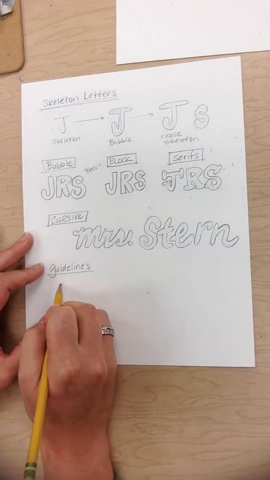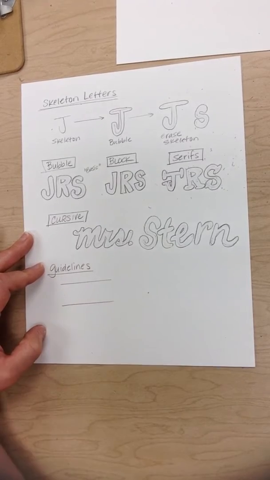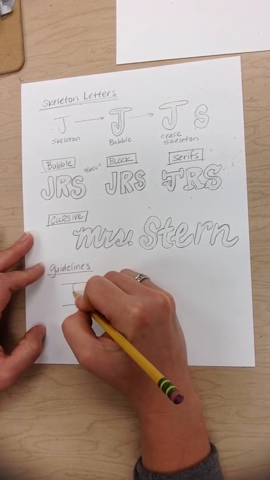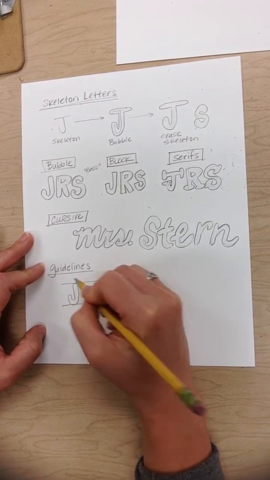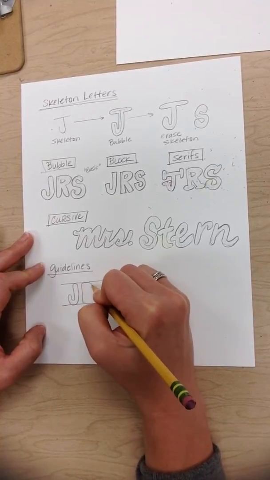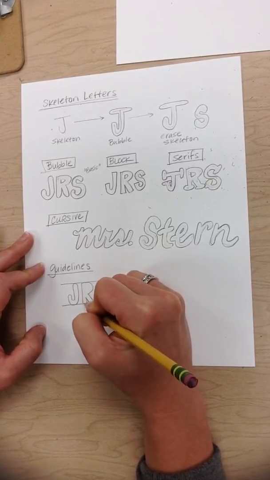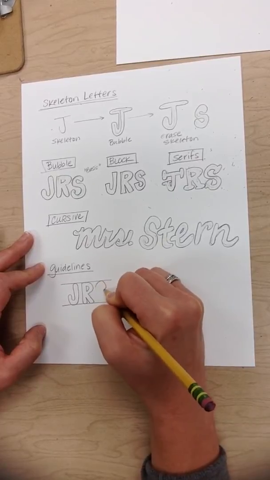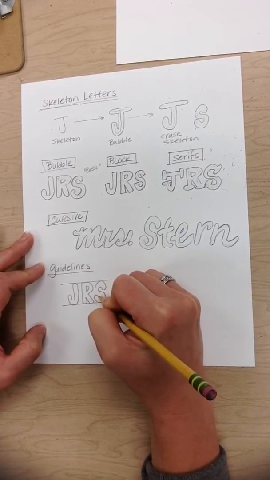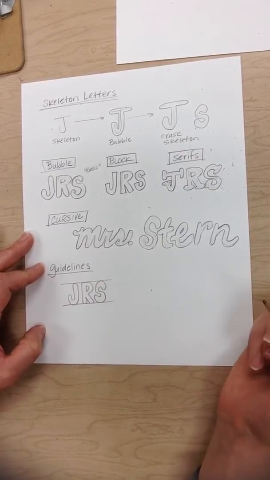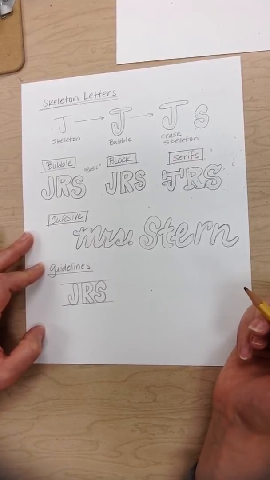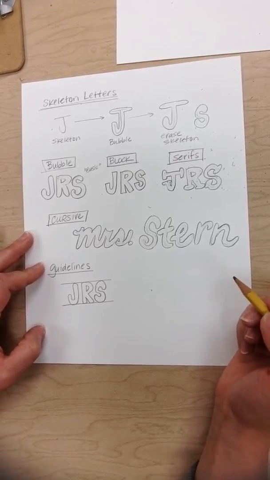Okay, so I want you to start simple. I want you just to draw two parallel lines. Within those lines, I want you to draw your initials. They can be bubble or block, whatever's easier for you. You can still use the skeleton system if you need to. Okay, now I'm probably going really fast for you guys. So again, if you need to pause the video, please pause the video.